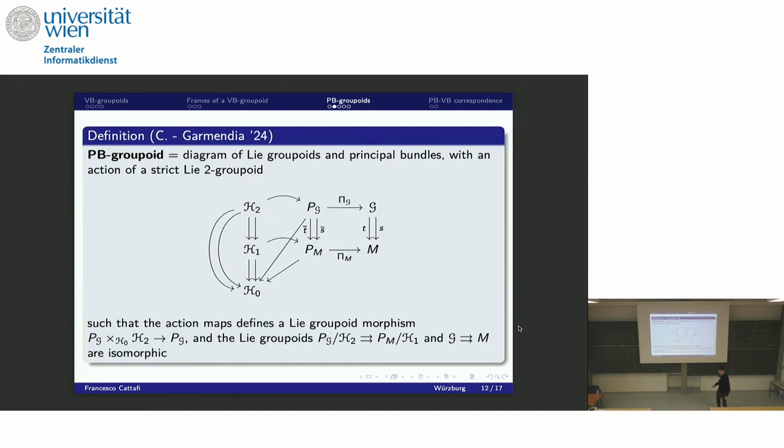Yes. Bundle and Lie groups. What is this diagram? Very good.